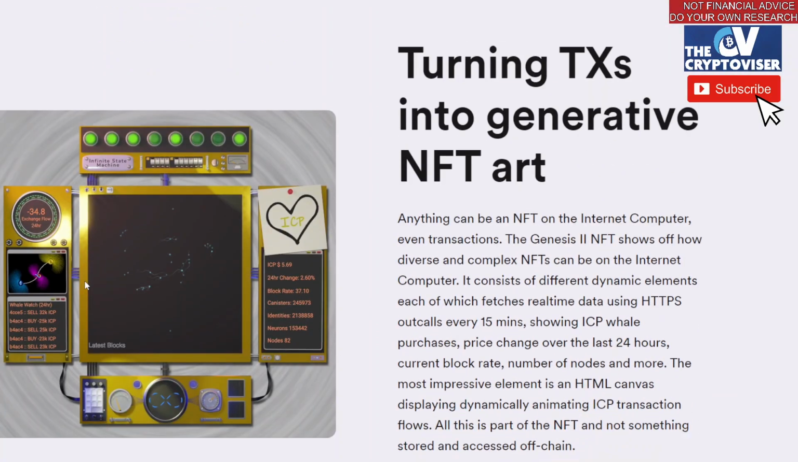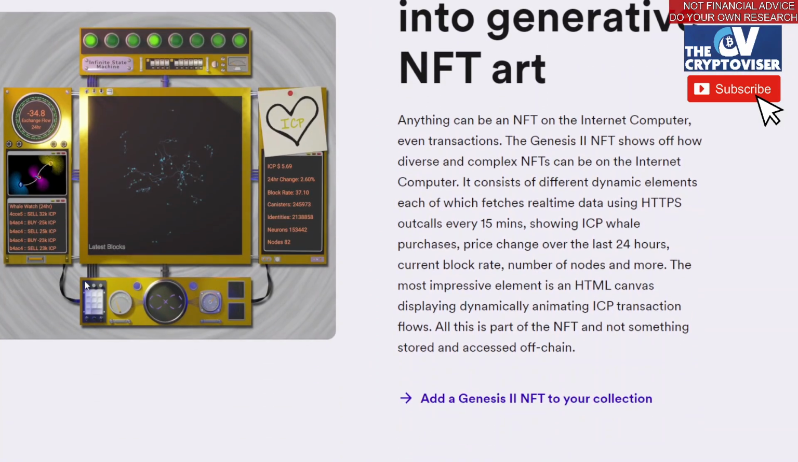Turning transactions into generative NFT art. Anything can be an NFT on the Internet Computer, even transactions. The Genesis 2 NFT shows off how diverse and complex NFTs can be on the Internet Computer. It consists of different dynamic elements, each of which fetches real-time data using HTTPS outcalls every 15 minutes, showing ICP whale purchases, price change over the last 24 hours, current block rate, the number of nodes, and more.